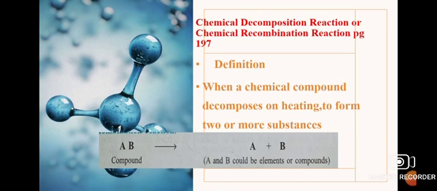It will decompose on heating. We apply heat energy. Then it will decompose or split into two or more substances. AB is a compound. After putting heat energy, it will split into A plus B. This type of reaction is called a chemical decomposition reaction.